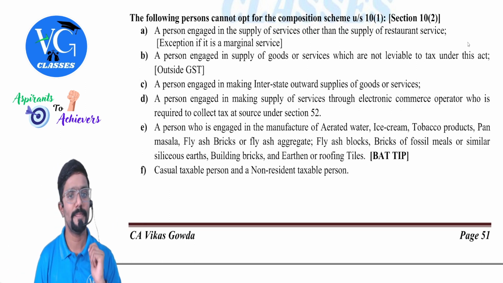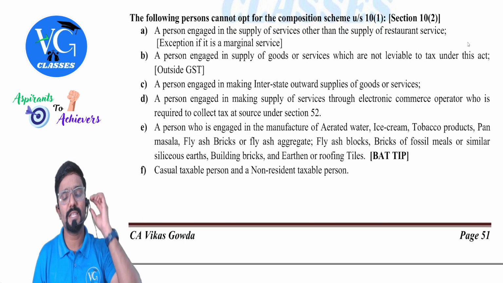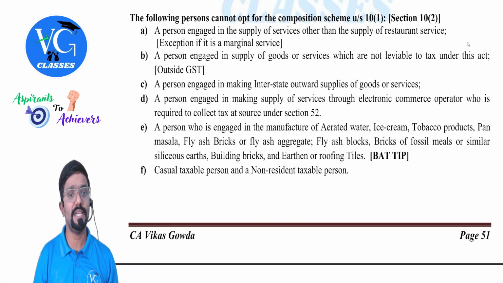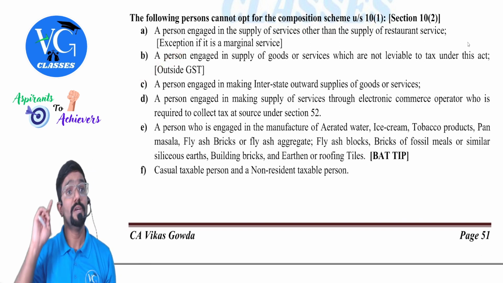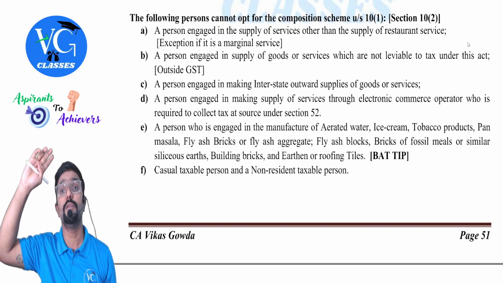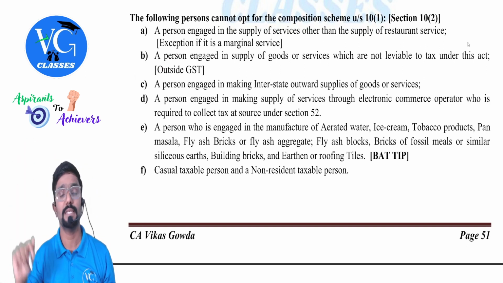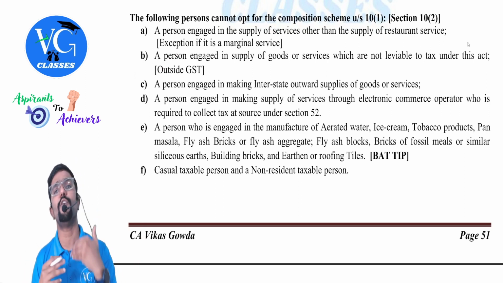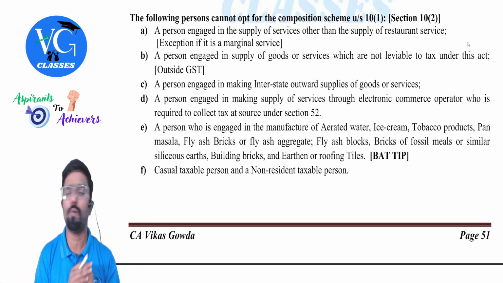No. Next. A person engaged in the supply of goods or services which are not leviable to tax under this GST Act, that is outside GST, guys. In simple, non-taxable supply. We covered that. What are those? Alcoholic liquor for human consumption, petrol, correct? Yes. So assume I am engaged in supplying petrol, or I am engaged in supply of alcoholic liquor for human consumption. Can I follow composition scheme?